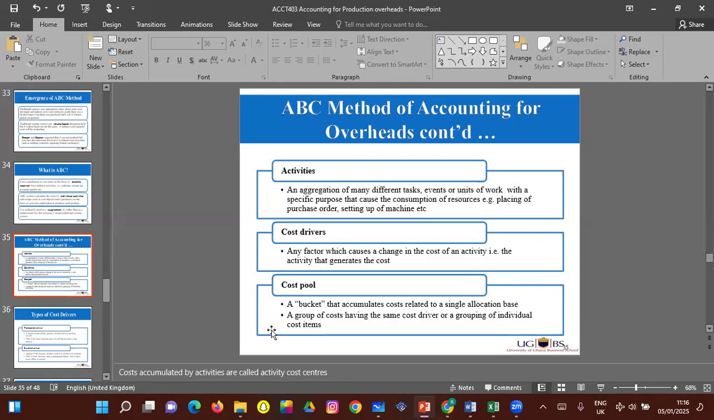Then cost drivers: any factor which causes a change in the cost of an activity. That is the activity that generates the cost. Then we have the cost pool. It's a bucket, an accumulation or addition of different costs related to a different allocation base. A group of costs having the same cost driver, or a grouping of individual cost items.